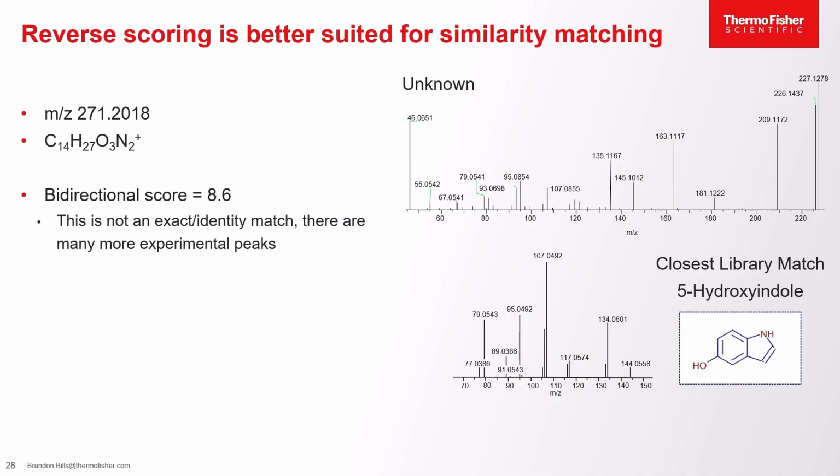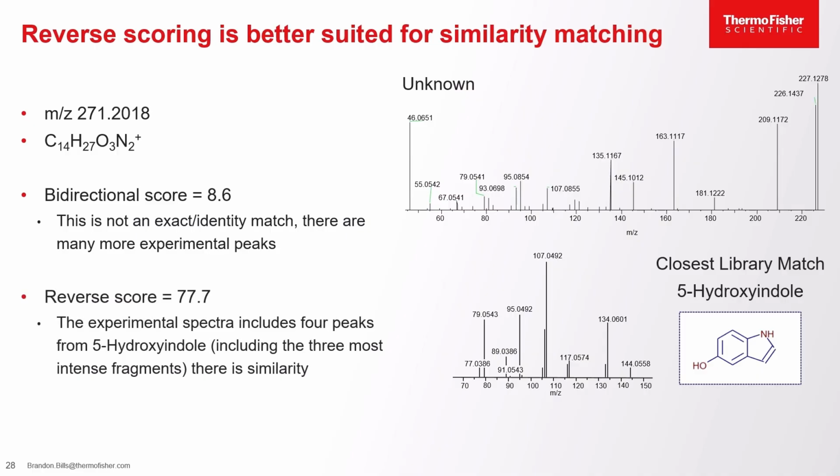The reverse score, however, is 77.7. The reason for this is if we look at what fragments from the library are present in the experimental spectrum, we can see that the top 3 most intense peaks are in fact present in that unknown.